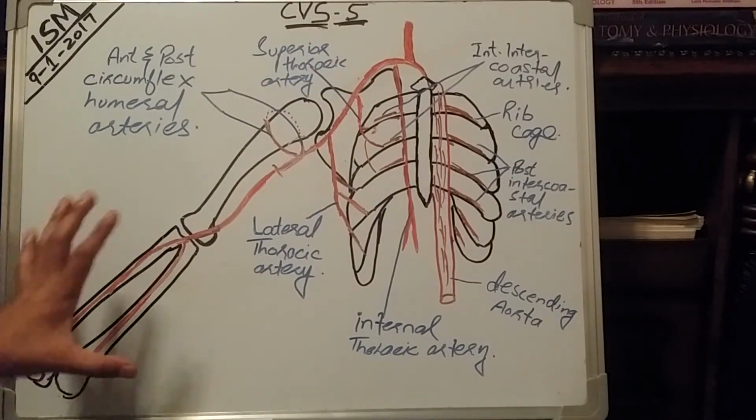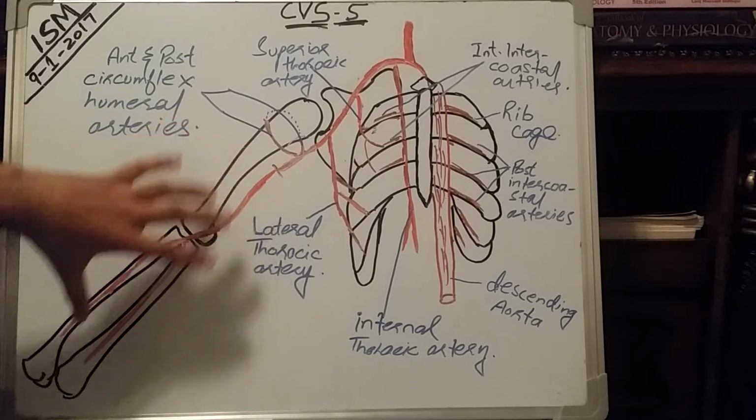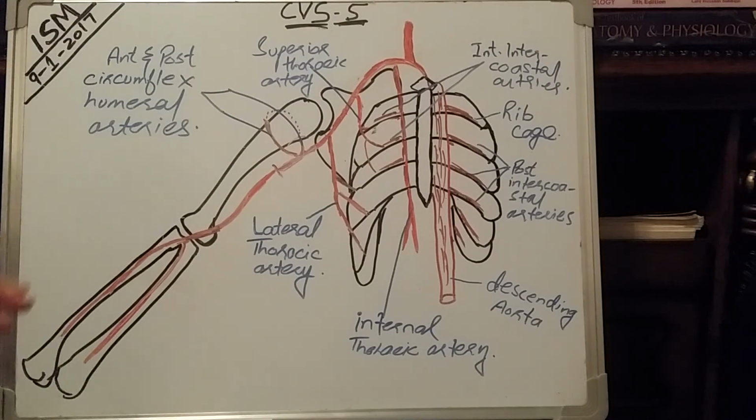So this is the whole summary of the simple branches which we discussed in the previous lecture. Now we are going to discuss the brachial artery and the branches of the brachial artery.